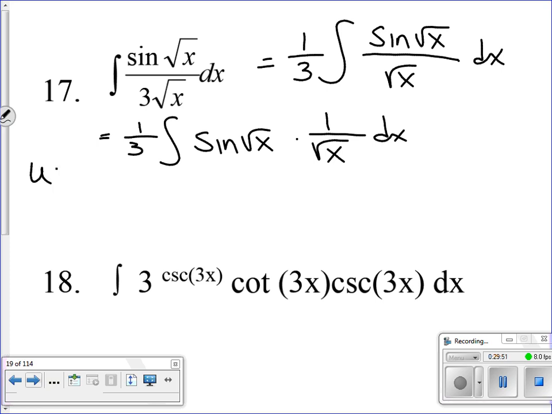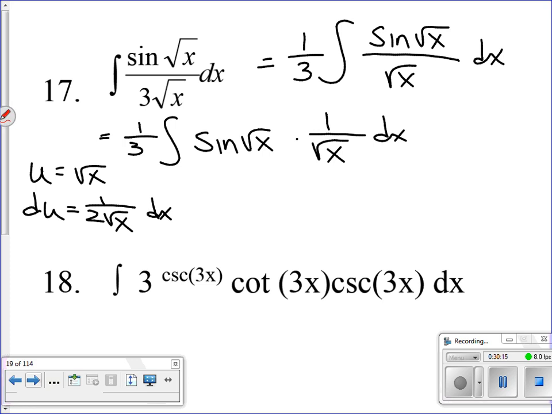So if u equals rad x, x to the half, this is when you just want to know by heart, du is 1/2 x to the negative half, which is the same as 1 over 2 rad x, right? The derivative of rad x is 1 over 2 rad x.